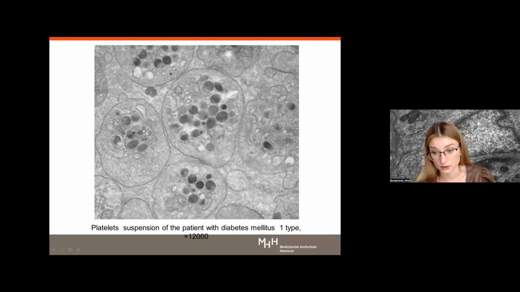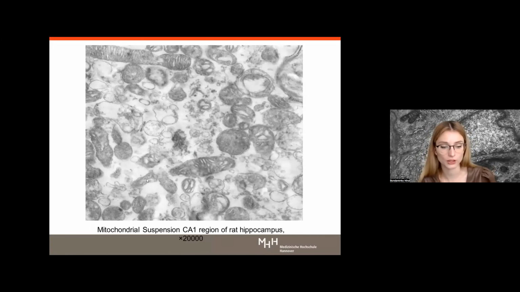Not only for tissue can we use this method, but also for suspensions of cells, for example, for the platelets, like on this slide, or even for organelles. And this slide illustrates a mitochondrial suspension in the CA1 region of the rat hippocampus.